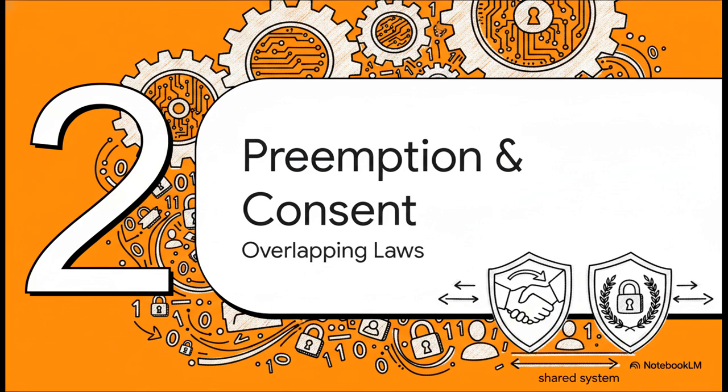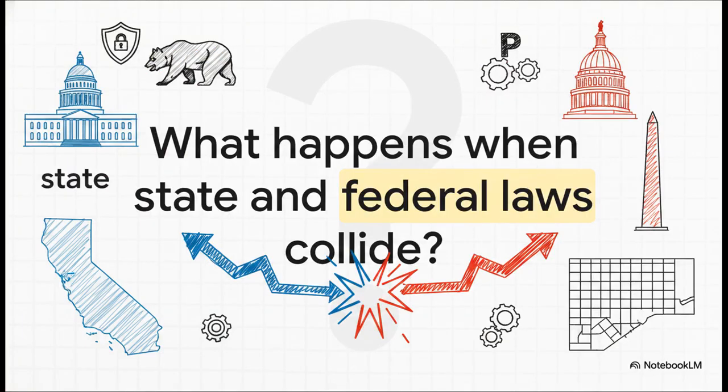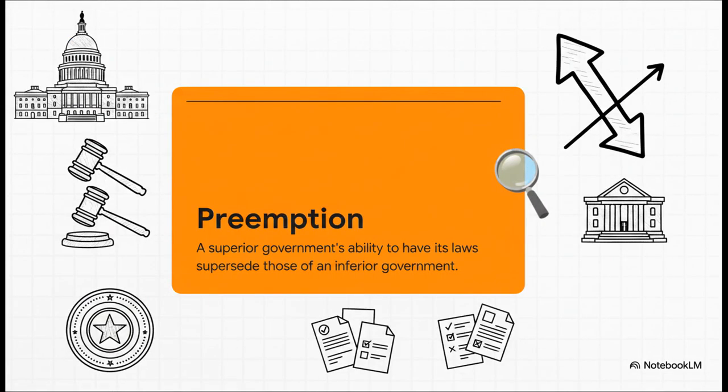All right, Section 2, decoding preemption and consent, overlapping laws. Let's look at how we resolve competing state and national rules. So, because lawmaking power in the US is shared between the national government and the states, you've got to wonder, what happens when state and federal privacy laws just totally collide? Like if California says one thing and Washington, D.C. says another, who actually wins? Well, the answer is a little concept called preemption.